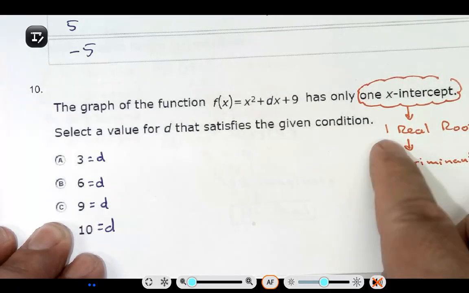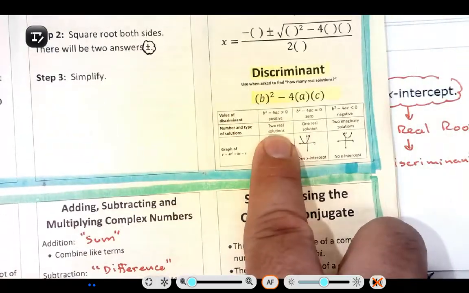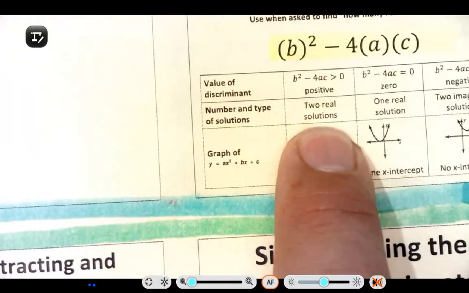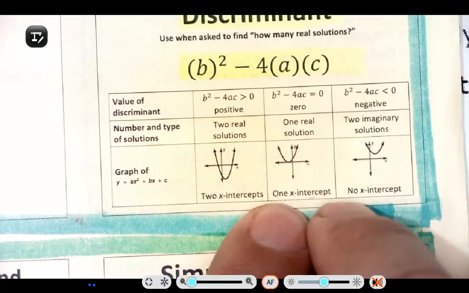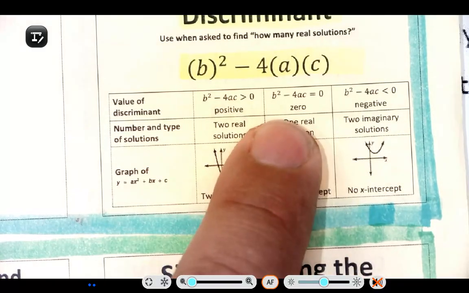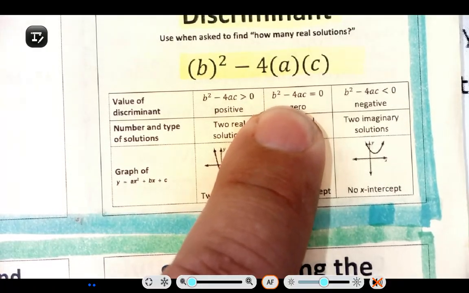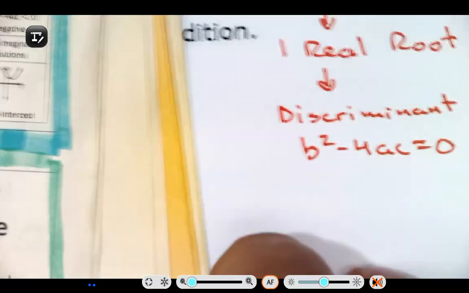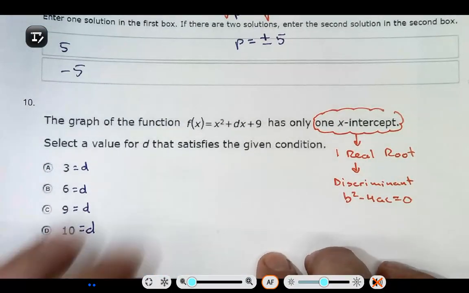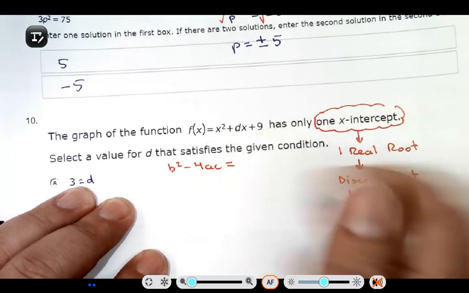And your discriminant, just to have one answer, look, two real solutions. I know it's super small there, but it says two real solutions, one real solution. Well, that's exactly what they said. One x-intercept. One real solution means your discriminant, b squared minus 4ac, has to equal 0. So my discriminant has to equal 0 according to them. All right, well, that's what I'm going to use. I'm going to use the discriminant, b squared minus 4ac, and I have to make it equal to 0.